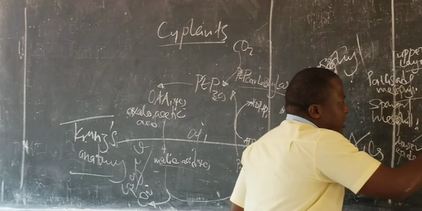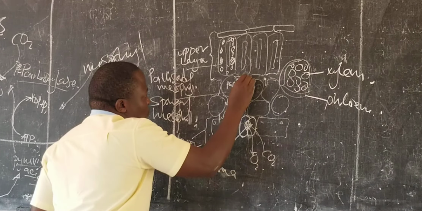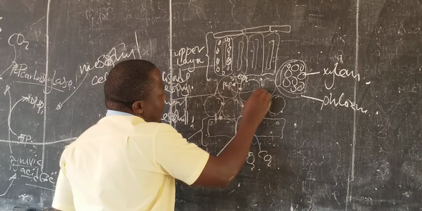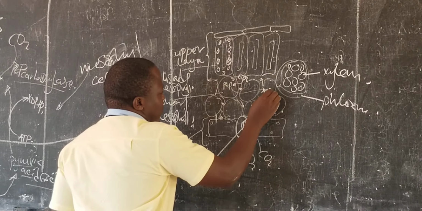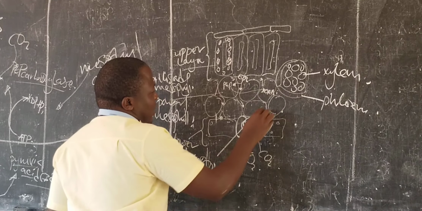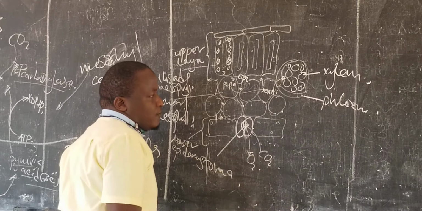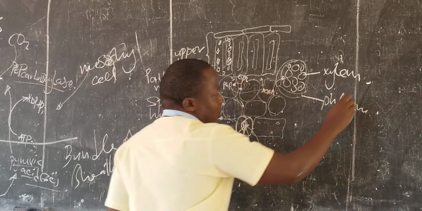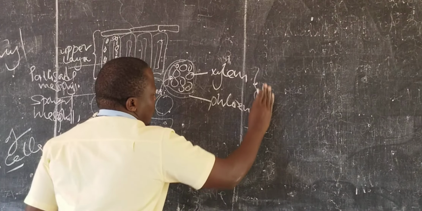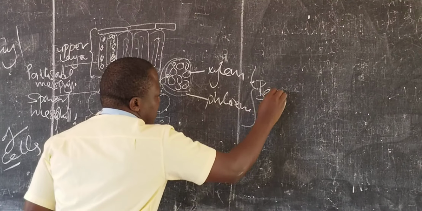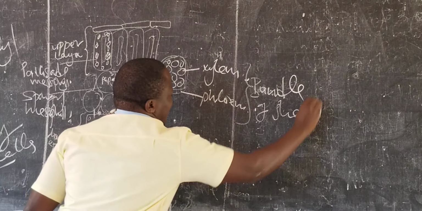So you realize that PEP in this particular cell accepts carbon dioxide, is discharged, and forms oxaloacetic acid. Oxaloacetic acid forms malic acid in these other groups of cells, around the xylem and the phloem. You see, the xylem and the phloem are surrounded by what we call the bundle sheath. We can call it the band of sheath.